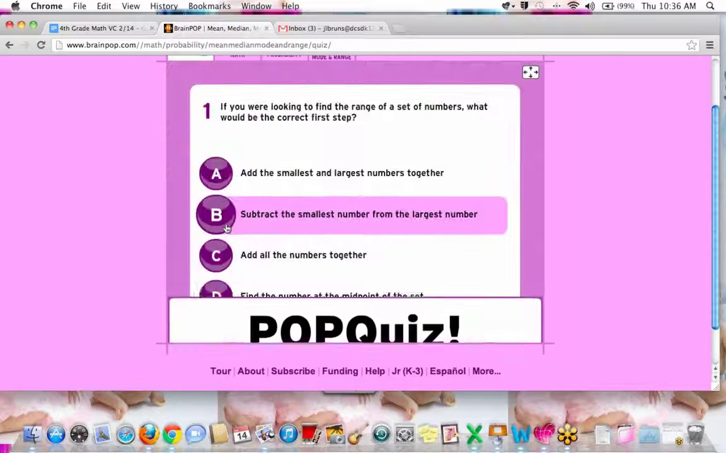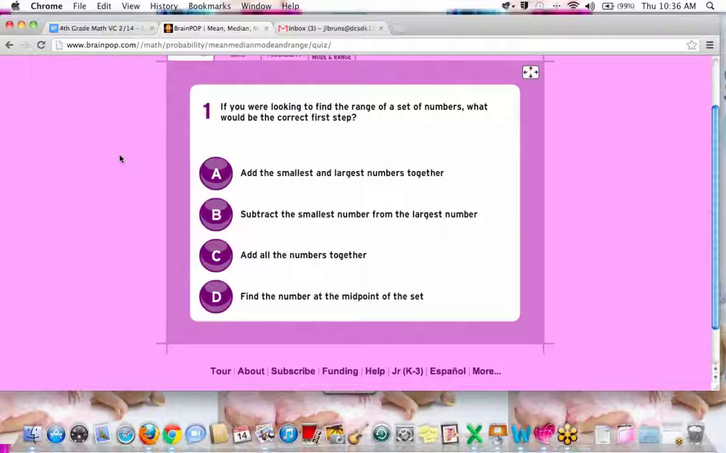So here we go. If you were looking to find the range of a set of numbers, what would be the correct first step? Would I A, add the smallest and largest numbers together? B, subtract the smallest number from the largest number? C, add all the numbers together? Or D, find the number at the midpoint of the set? And go ahead and type your answer into the chat, either A, B, C, or D.